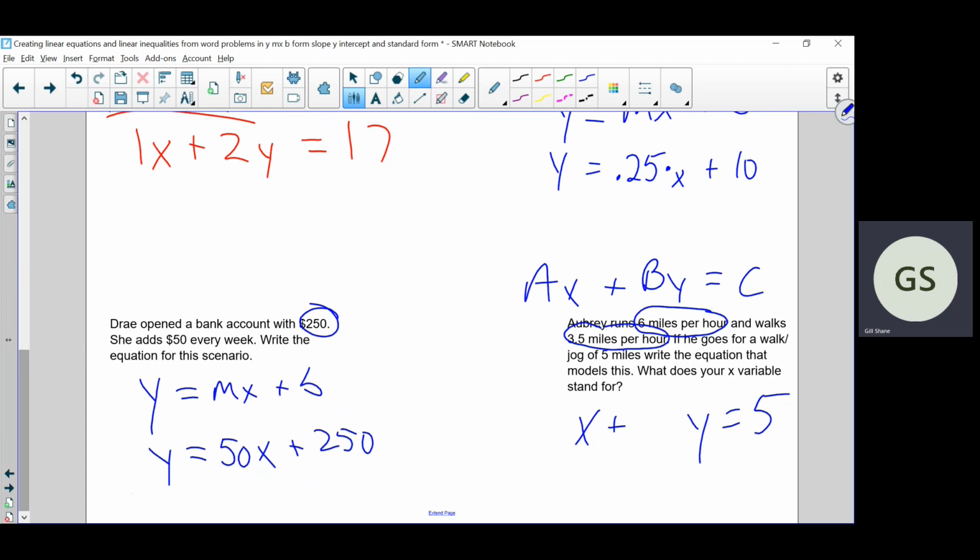Well, I didn't tell you what X stands for, so it doesn't matter. You can write whatever you want. I can write 6. I can write 3.5. Doesn't matter. I'm just writing 3.5. I don't know why. It was smaller, I guess. So that could be your equation.